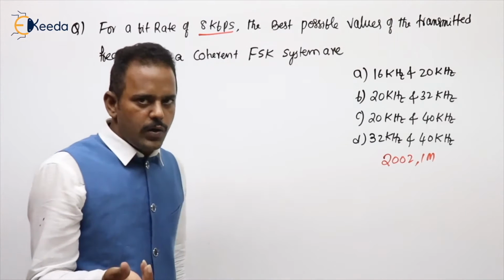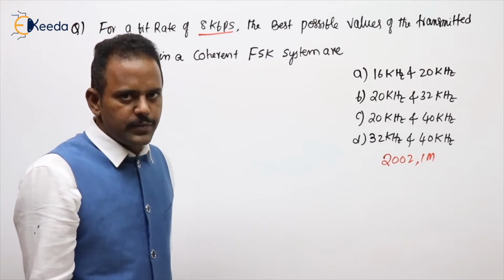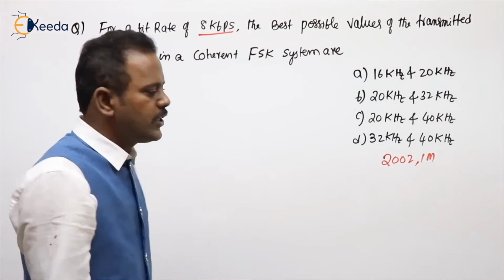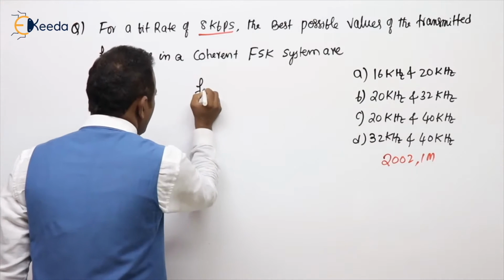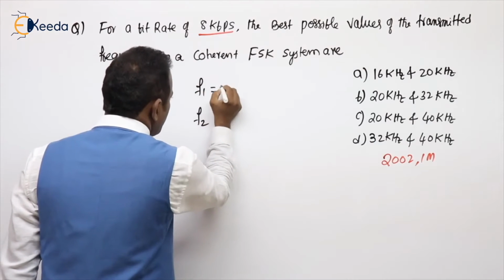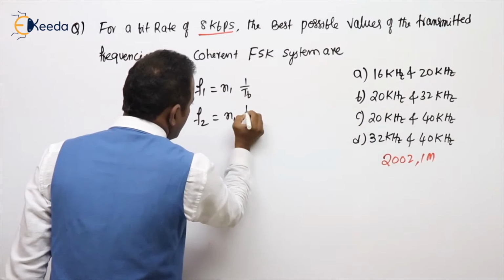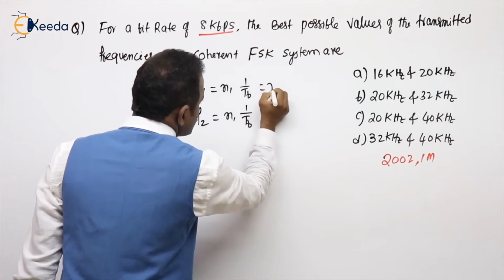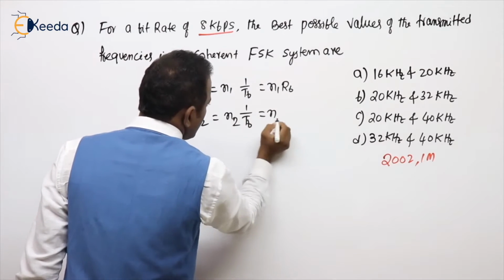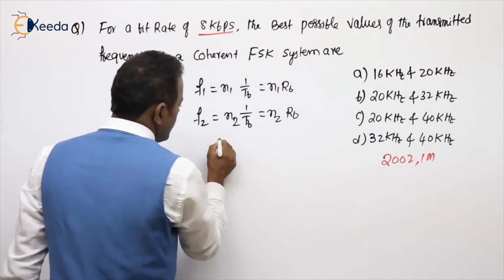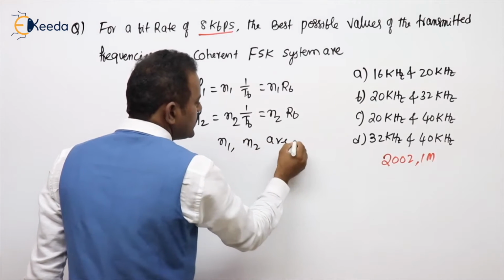We already know for coherent FSK what the orthogonality condition is and what the best possible values condition is. The condition is F1 and F2 should be integer multiples of 1 by Tb, which is nothing but N1 into Rb, and N2 into Rb, where N1 and N2 are integers, as I told.